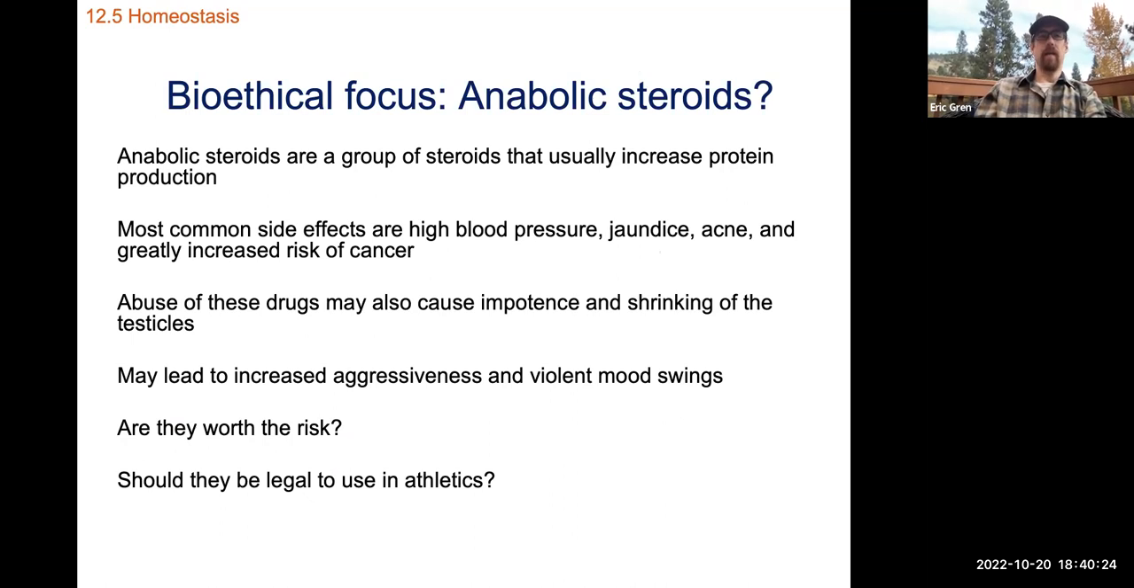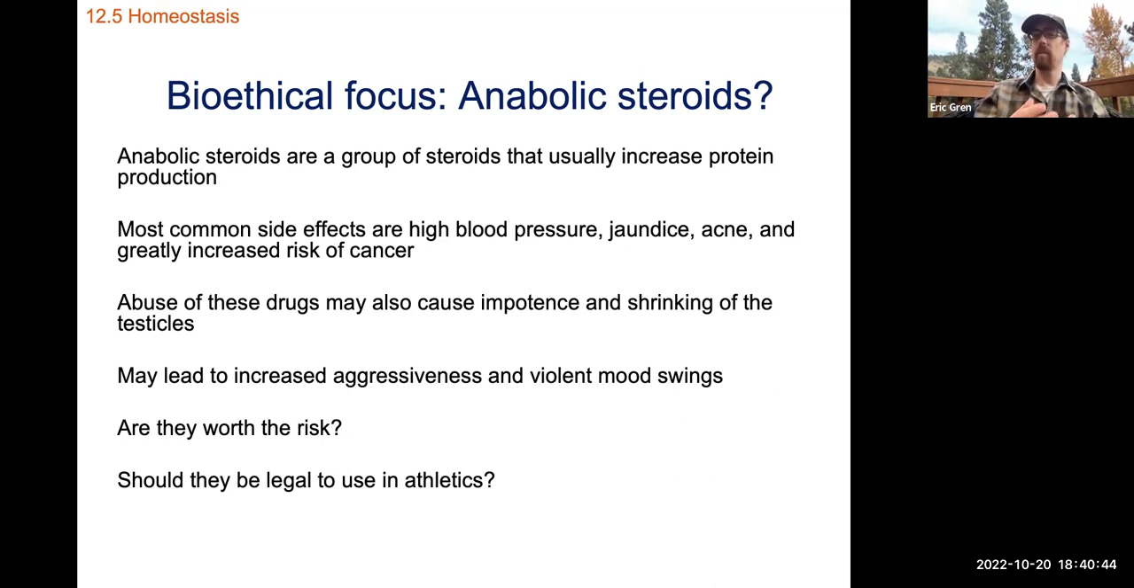All right, and then lastly here, I'll just wrap up by talking about steroids. I will say that this is going to be one of the short answer options on the test. You might want to make yourself familiar with steroids, particularly in sports. Athletes sometimes end up using what are called anabolic steroids.